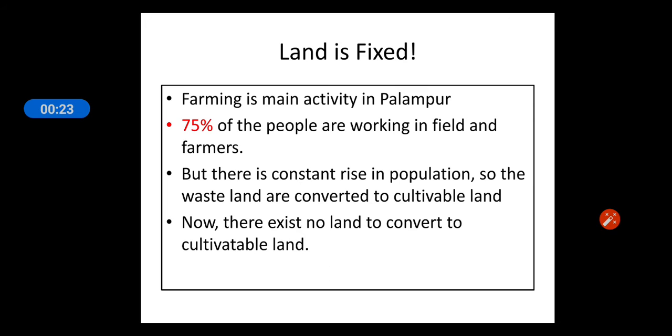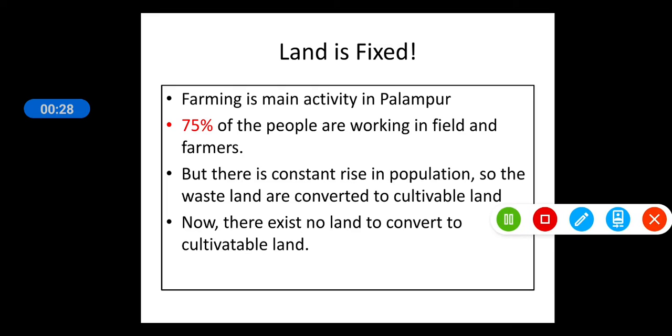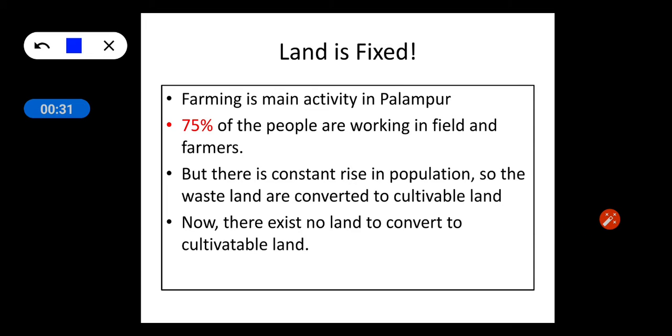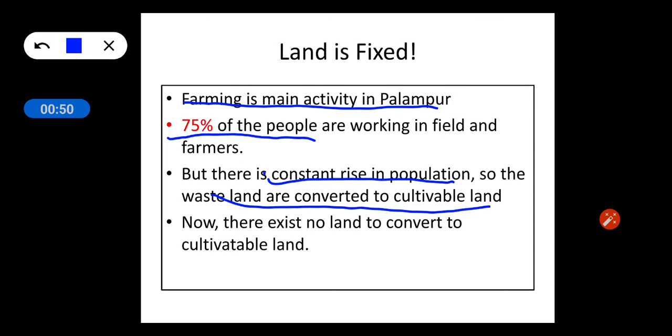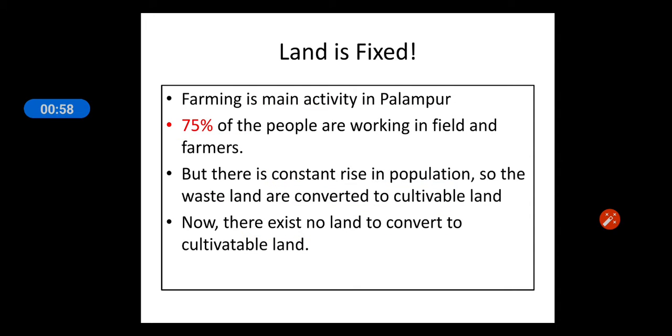Okay, we know that land is fixed and it's a scarce commodity. We discussed earlier in part 1 that farming is the main activity in Palampur, and also 75% of the people in the village Palampur depend on farming activity, right? But there is a constant rise in population, so wasteland is converted to cultivable land, and there exists no land left to convert to cultivable land. What is the key aspect? You have a fixed amount of land that is available.